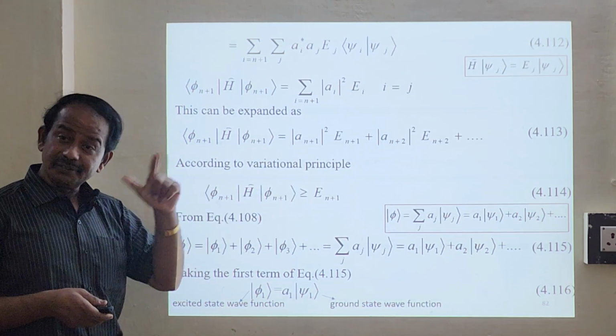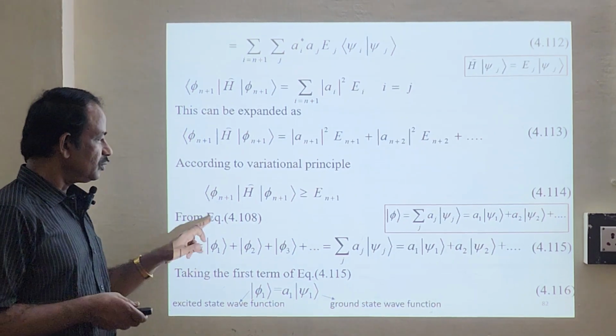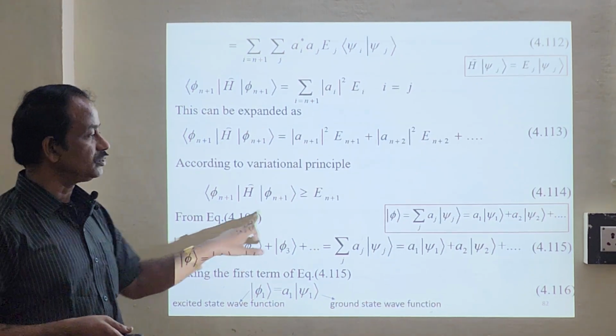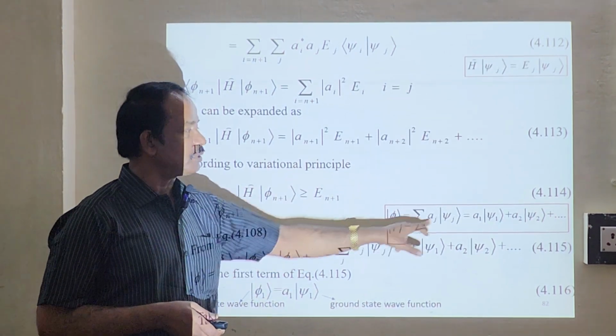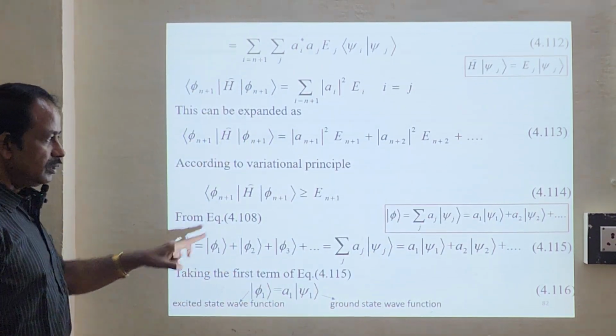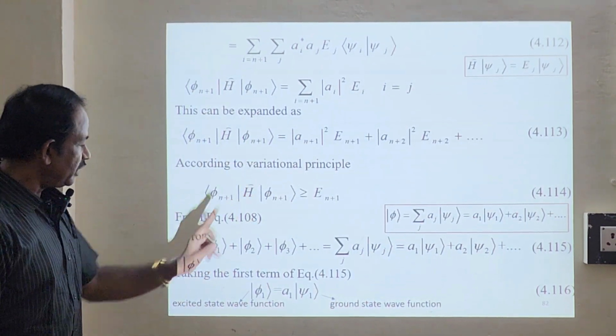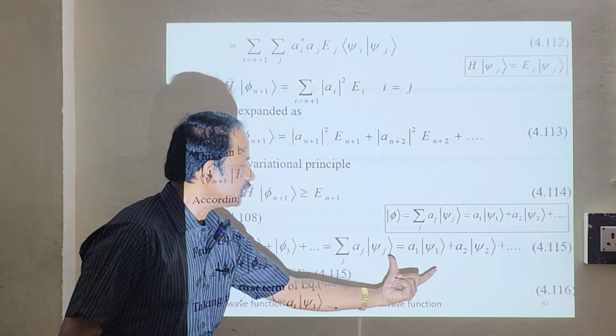So we know already the variational theorem. Using variation theorem we know already this. Now just use equation 4.108. So this is your equation 4.108. So by the expansion theorem, phi can be written exactly like this. Now that can be written as phi, which is equal to phi 1 plus phi 2 plus phi 3. Use expansion theorem exactly like this.